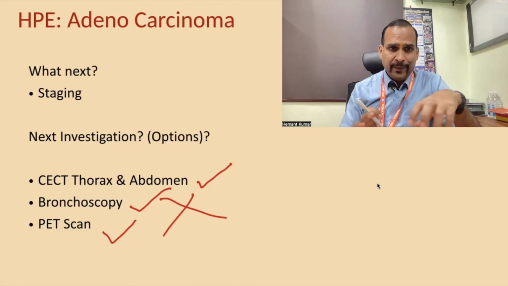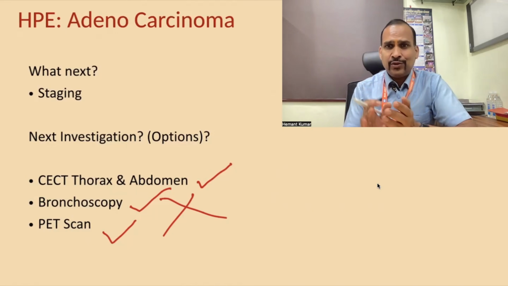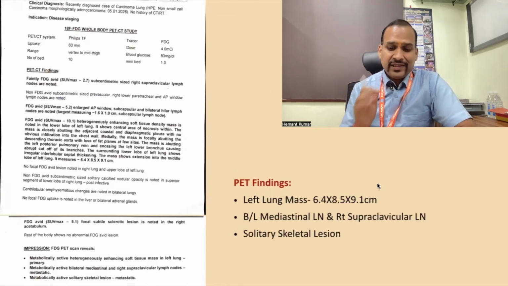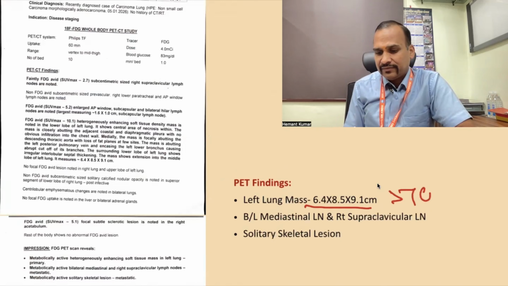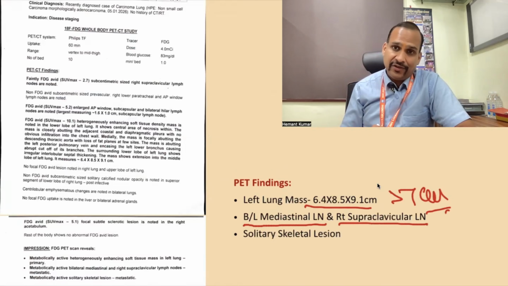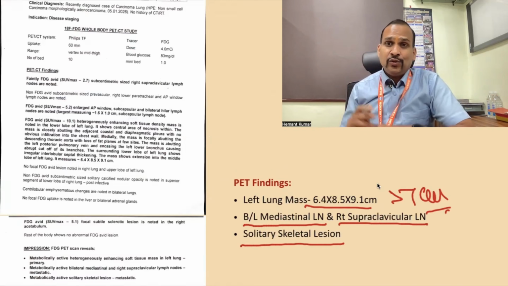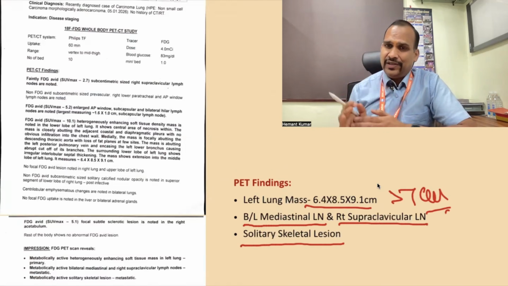So fortunately we have a PET scan, so we asked the patient to do the PET scan. So the PET scan was done. In the PET scan, they reported that the mass from which we took the biopsy was more than 7 centimeters. Okay, there is involvement of bilateral mediastinal lymph nodes and a right supraclavicular lymph node, and there is a solitary skeletal lesion. So what is the staging for this patient?